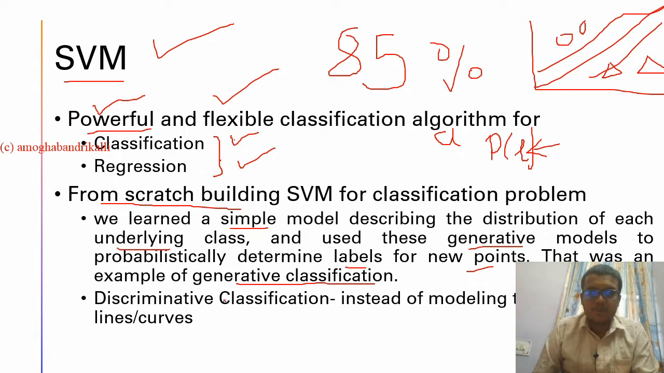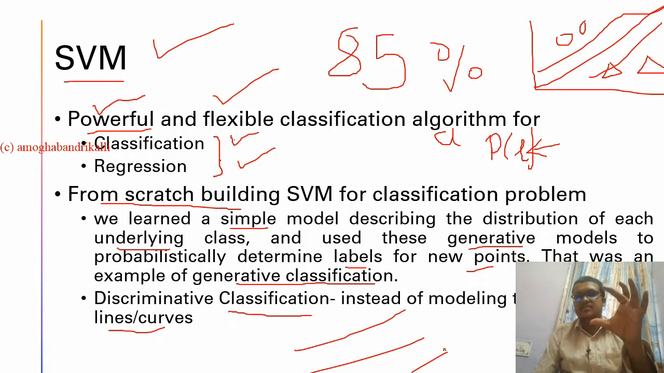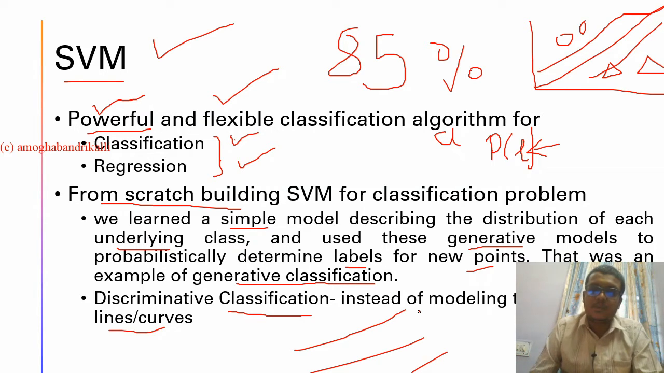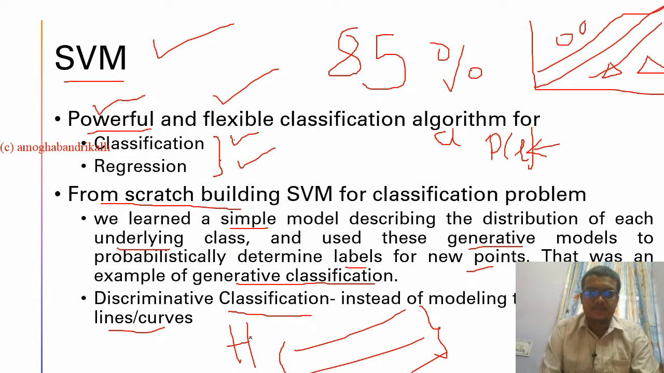So discriminative classification is our SVM. Instead of modeling each class, we are using lines, bars, curves. It is not a simple straight line, it will have some margin. Let me discuss what this margin is, how to generate a margin, and what a hyperplane actually means. A hyperplane is a differentiating line between two sets of points.